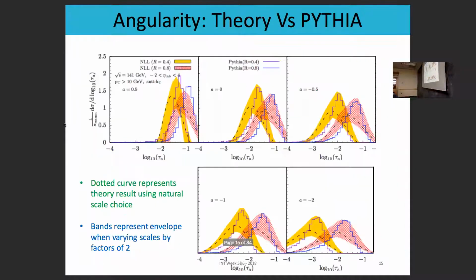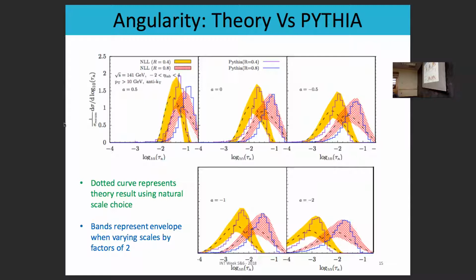So that's setting the stage now for the angularity comparisons. Here we see 5 different values of A: positive 0.5, 0, minus 0.5, minus 1, and minus 2. The 2 colors are 2 different radii. We have R of 0.4 in yellow, R of 0.8 in red, and then the corresponding PYTHIA curves in purplish and blue.